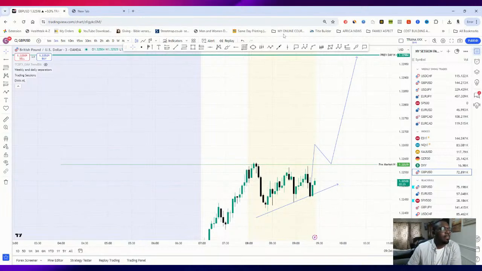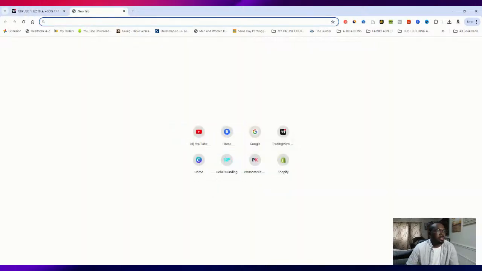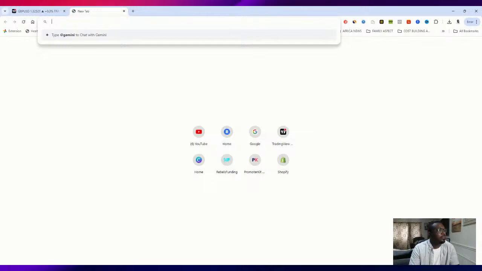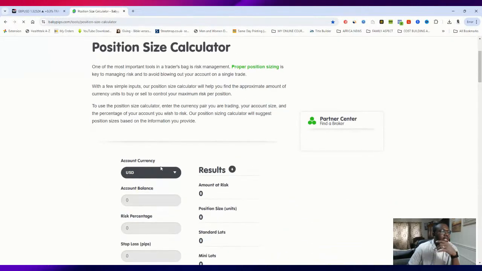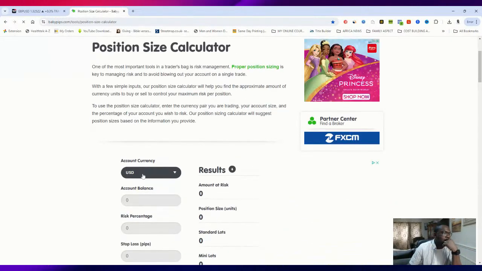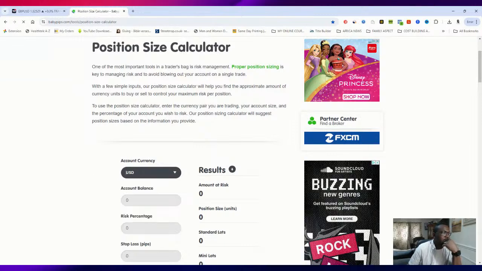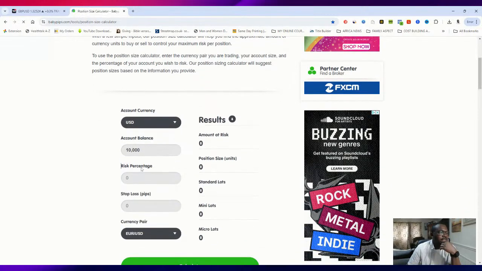Now, risk management. When it comes to risk management, let's use Babypips for now. It depends on the account that you're trading. Let's say you're trading a 10K account, like a prop firm such as FTMO, and you risk 1%. For some of you, 1% could be too much, but 1% is good. Normally, I would trade between 1% to 2%, depending on your strategy and how confident you are.